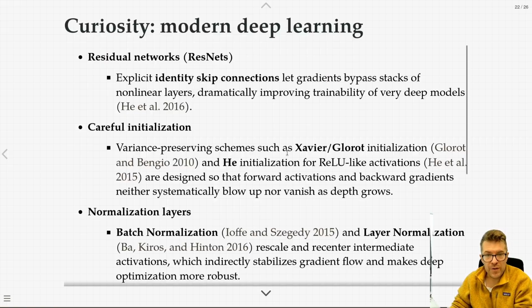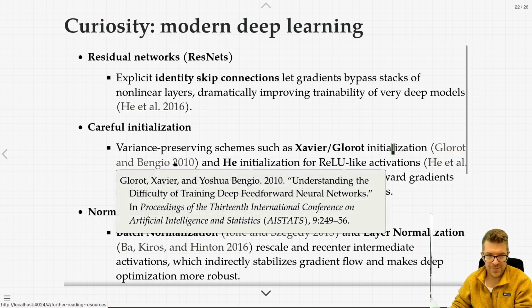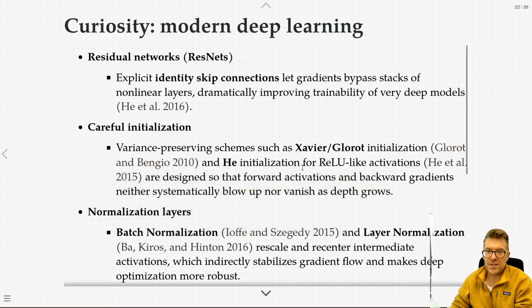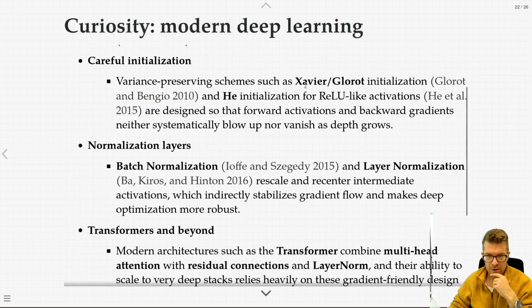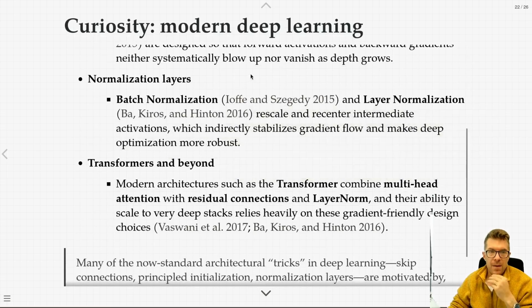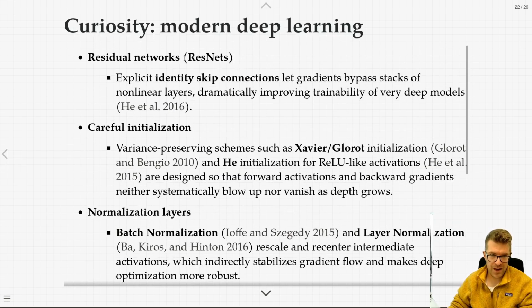There's variance preserving schemes, such as Xavier Glorot, I can't remember how to pronounce these names, and Bengio. So there's initialization for activations that are designed so forward activations and backward gradients are not going to diminish. So there's ways of initializing your training in a way that is beyond this particular module. This module is all about the symptom, not about the cure, but there are cures out there.